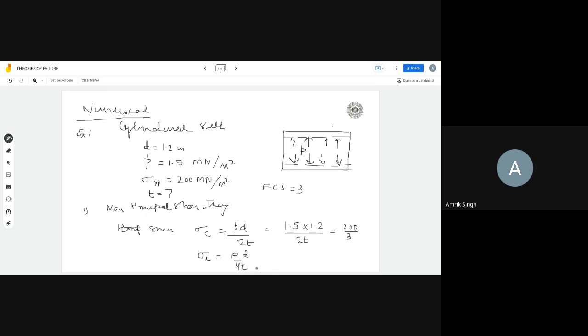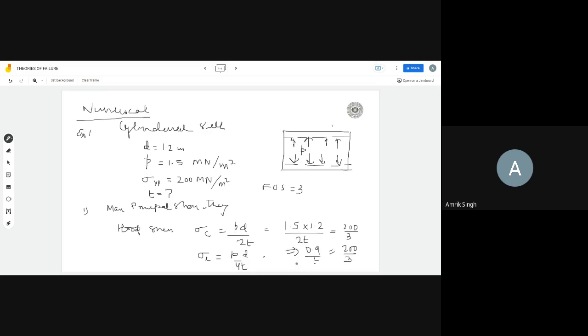Okay. ED upon 4T. And here P is given, D is given. So it is equal to... this is how much, I think 180, so 0.90 will come. So this will give 0.9 upon T. Okay, 0.9 upon T. So we can find out 0.9 upon T is equal to 200 by T.